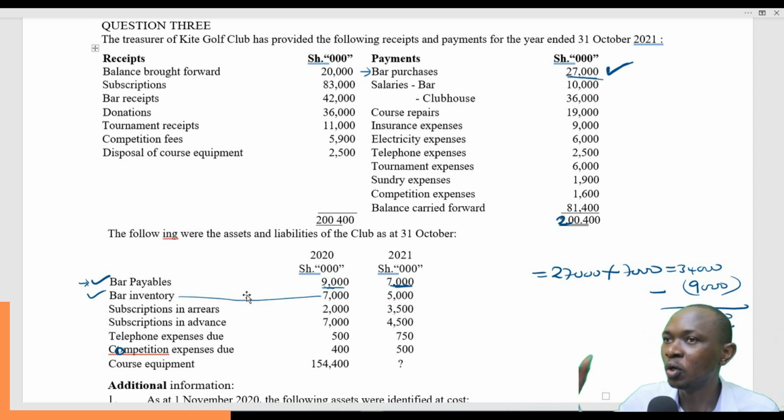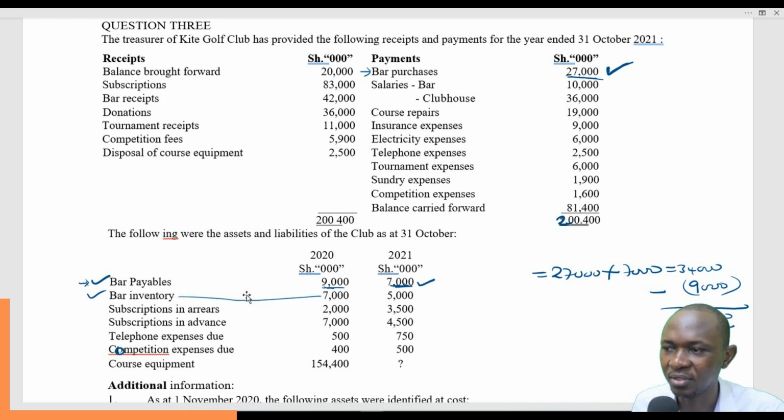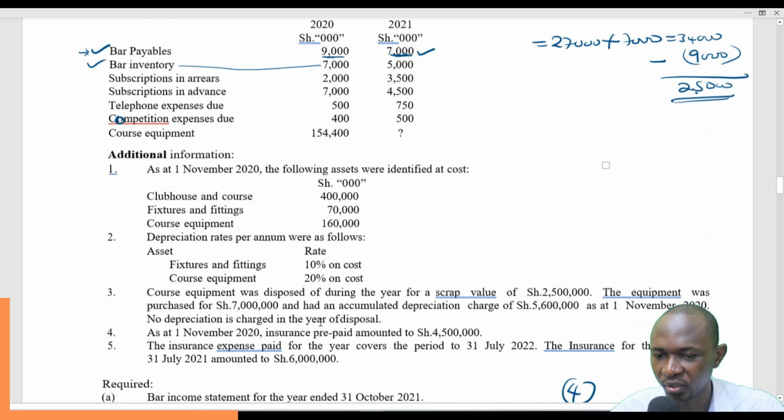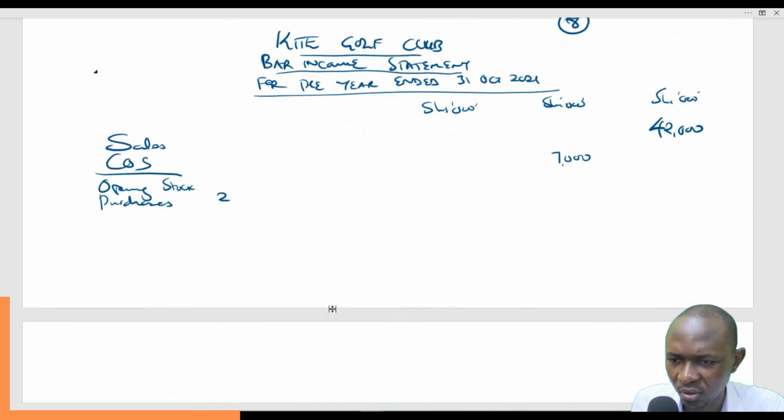We simply take what we paid the suppliers this year, plus what is outstanding for this year, minus what was carried forward from last year. So that is 27,000 plus 7,000 minus 9,000. This gives us 25,000. So we'll come here and say purchases, just show the 27,000 plus 7,000 minus 9,000. This will give us 25,000. Like that.